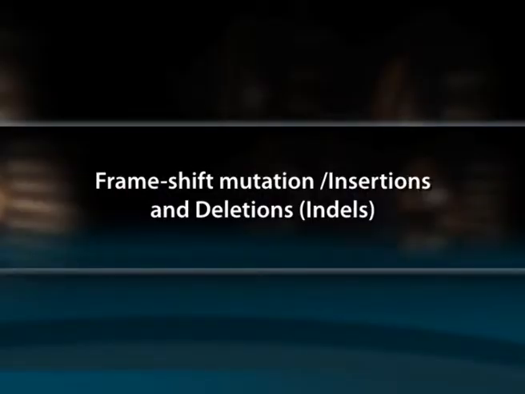Frame shift mutation, or insertions and deletions. Frame shift mutations are the gene mutations which bring about a shift in the reading frame of codons through changes in the number and order of nucleotides or base pairs. They involve the insertion or deletion of one or more nucleotide pairs, collectively called indels.